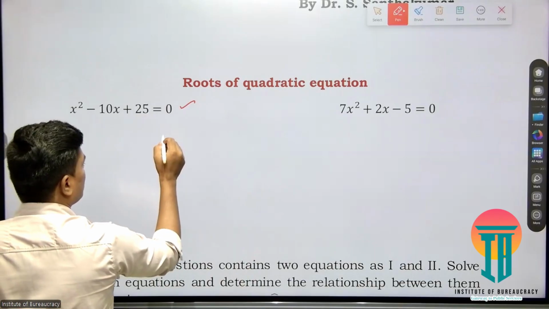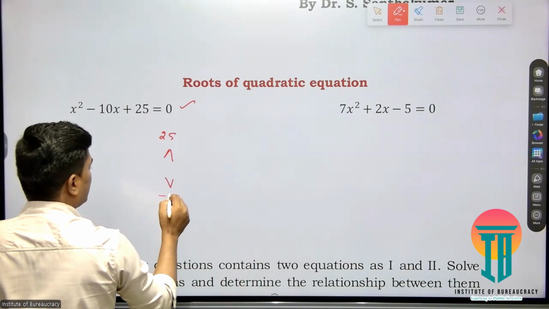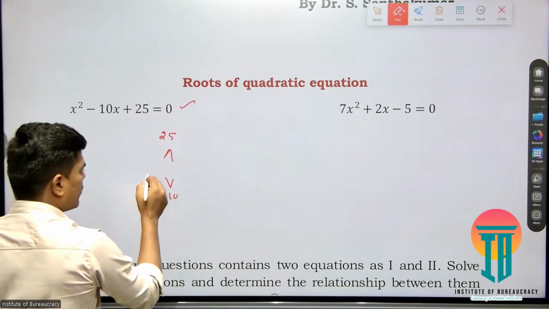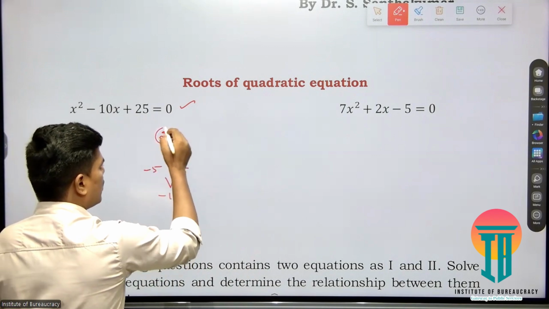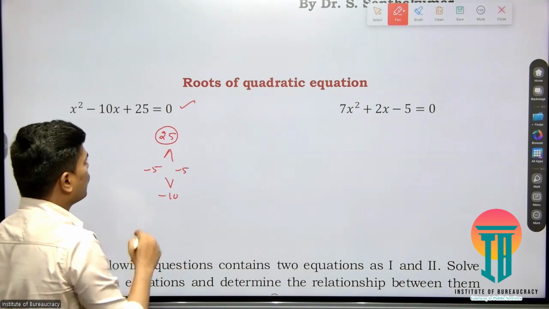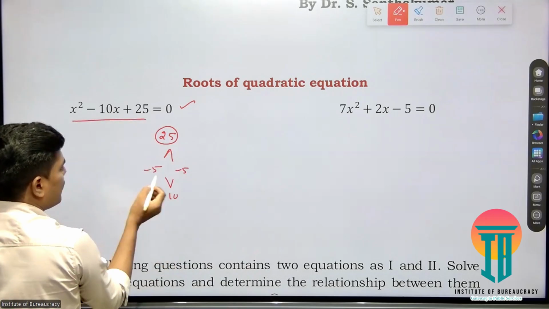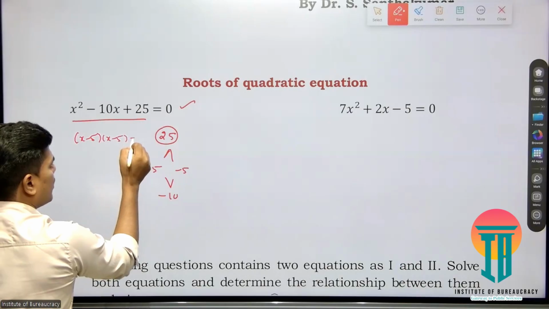So here, two numbers that multiply to give 25 and add to give minus 10. What are the two numbers here? It's going to be minus 5 and minus 5. If you multiply them you get plus 25, and if you add them you get minus 10. Therefore, the factors of this equation are (x minus 5) into (x minus 5), equal to 0.